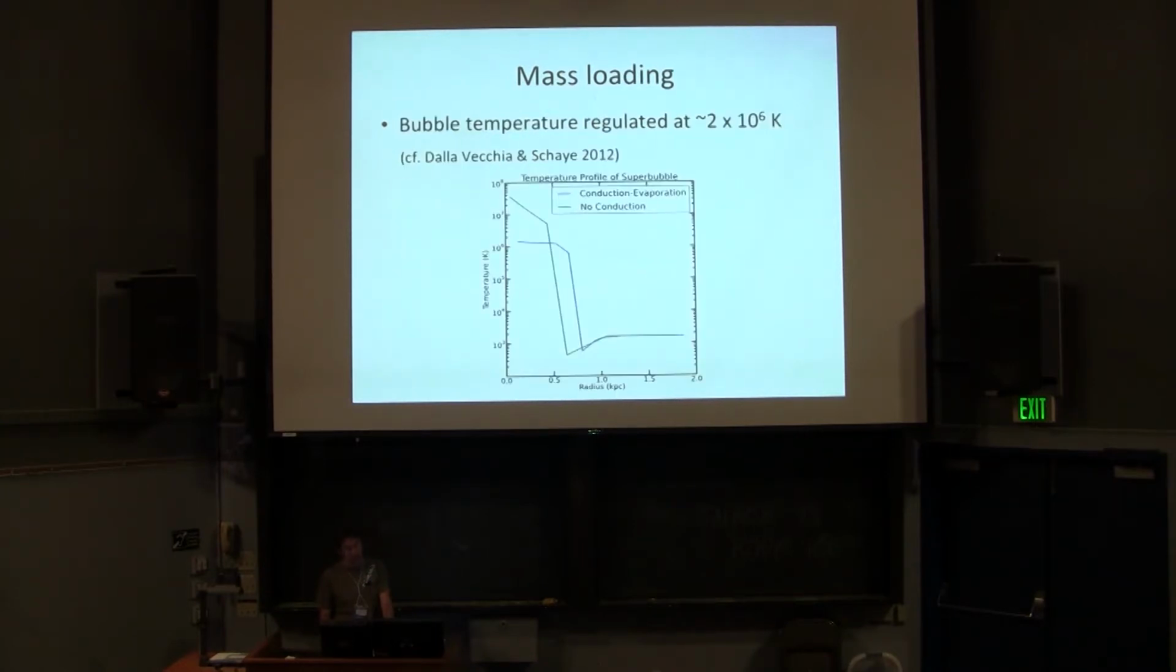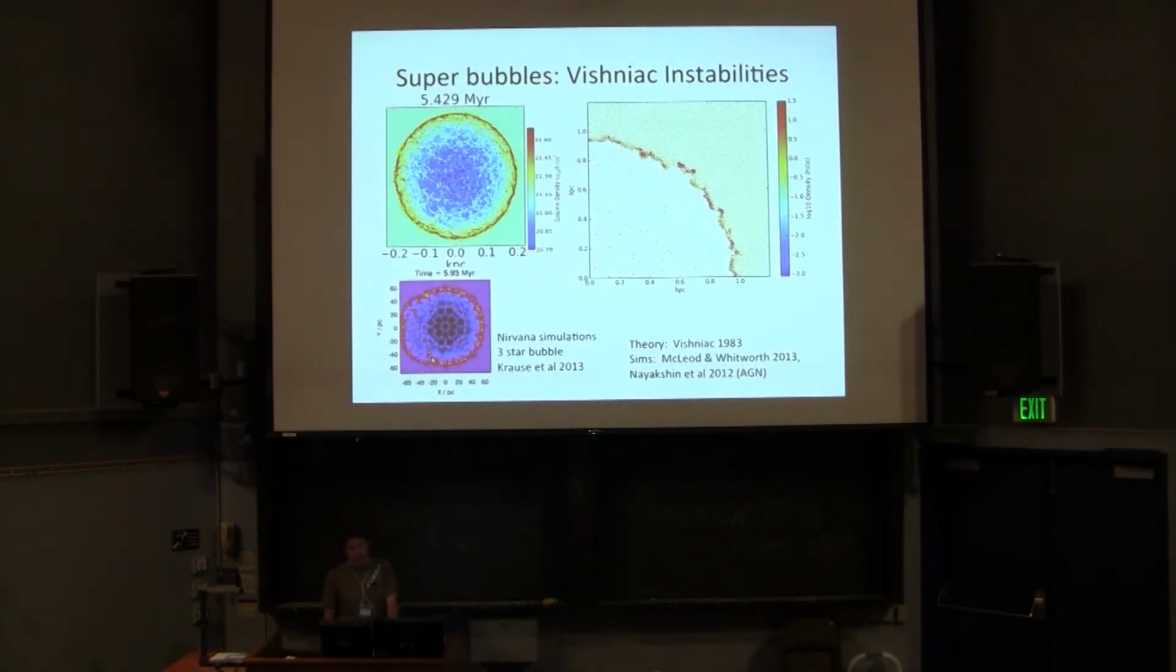The other thing we get out of this is that the bubble temperature is regulated. Thermal conduction goes as temperature essentially to the 7/2 times the thickness of the layer, divided by the thickness of the layer. And so it shuts down very quickly when your temperature drops. So this regulates the temperature of the bubble. So rather than having an unknown temperature, and we can compare this to the work of Della Vecchia and Schaye, it's actually regulated to be pretty close to 2×10⁶ Kelvin. And as I mentioned, it's kind of fun. You get Vishniac instabilities and so on.